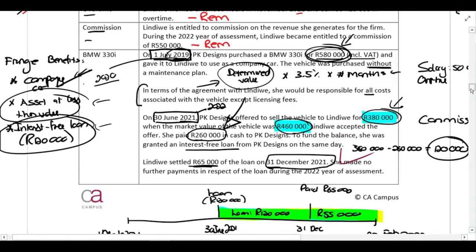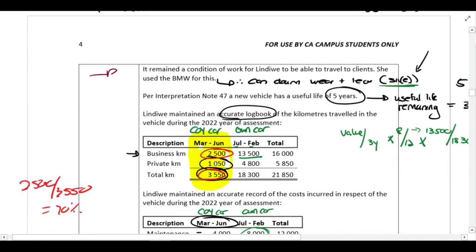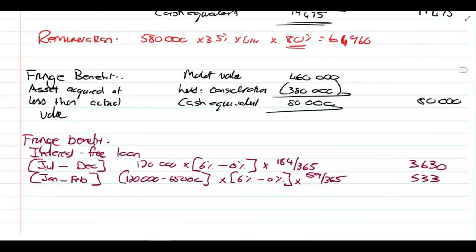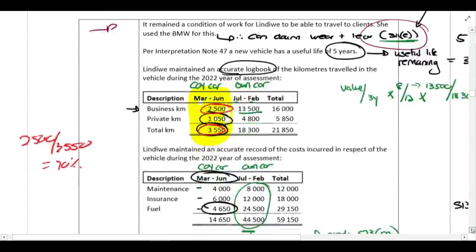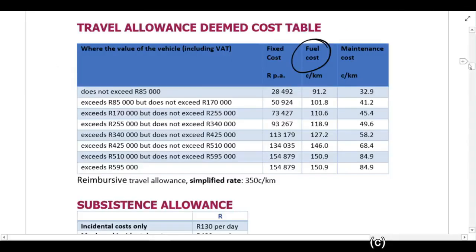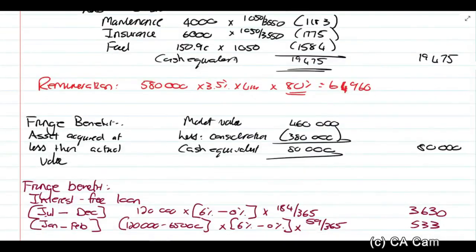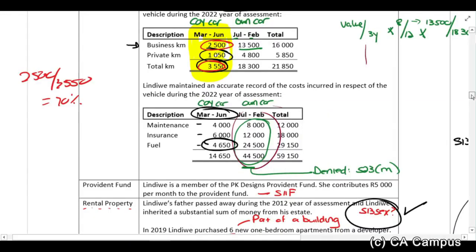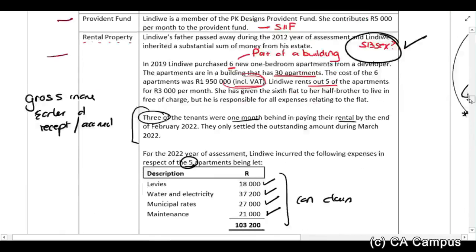Okay, so now we want to calculate this wear and tear. But remember, because of the condition of work that she has to travel. But before we do this wear and tear, I want you to see now the rest of the question. We just quickly take a look at it. What else is there? There's some costs we have to talk about here with the vehicle. And all sorts of things. So before we do that, guys, if we just take a look a little bit further, there's the Provident Fund, the rental property, the foreign interest.